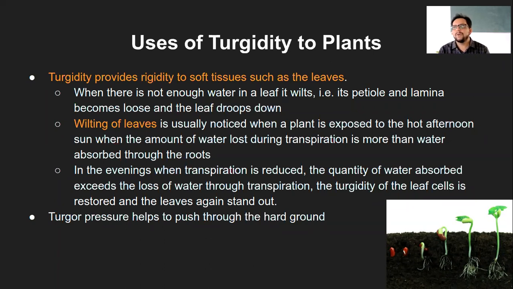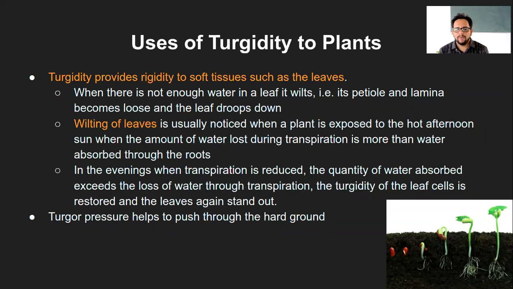If you want to try this as a simple experiment on how wilting happens, usually you don't water the plant for a day or two, and then you can see the leaves drooping down. When you water them back, within 1 or 2 hours you will see the leaves are totally standing out. So that is how turgidity helps in soft tissues, for example leaves.